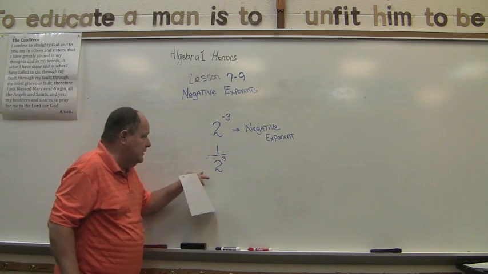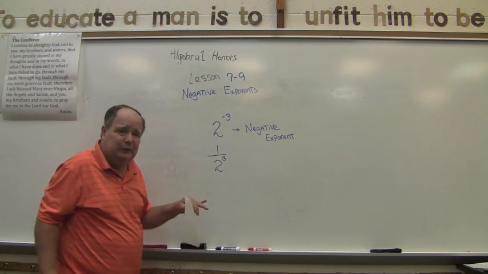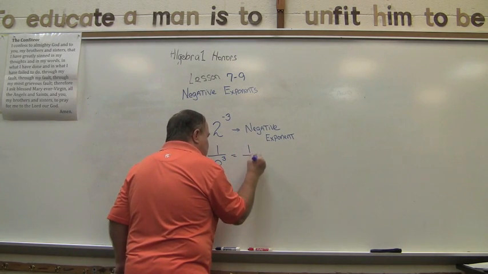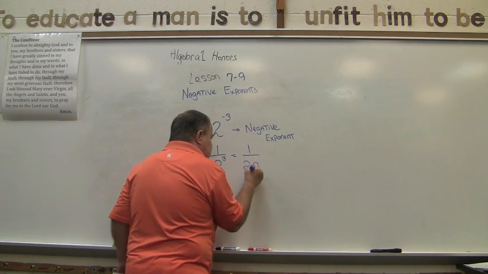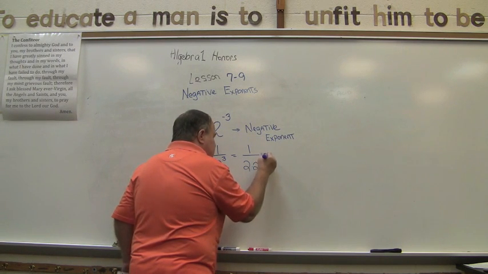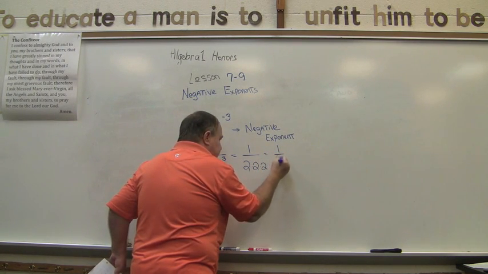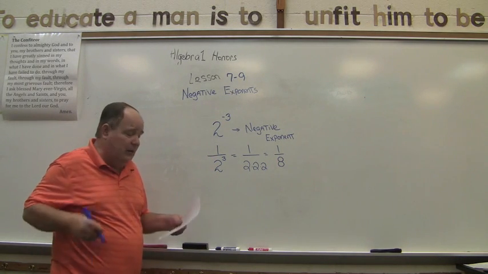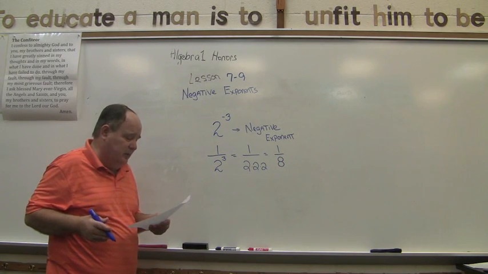All right, so let's look at this. Now we've got something that we've seen before. 1 over 2 to the third power, which actually means 1 over 2 times 2 times 2, which is 1 over 8. And that's a number that we recognize. And that's how we do every one of these problems.